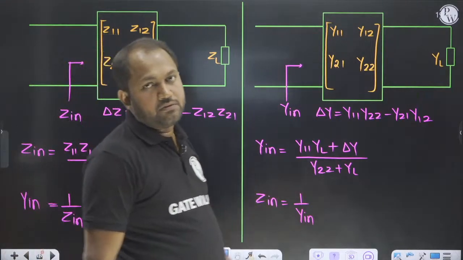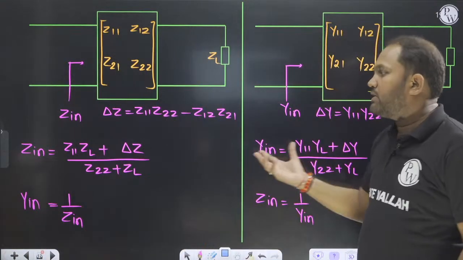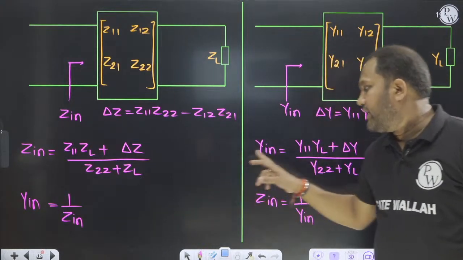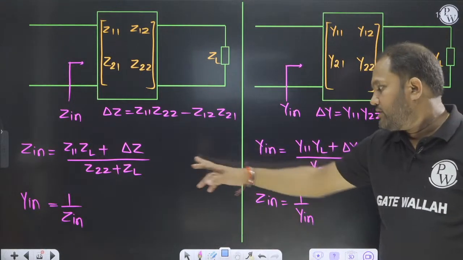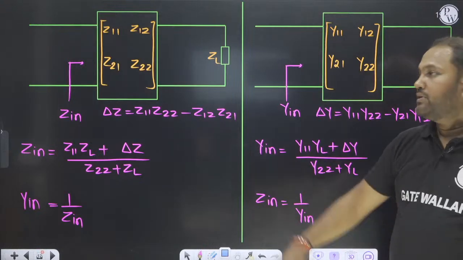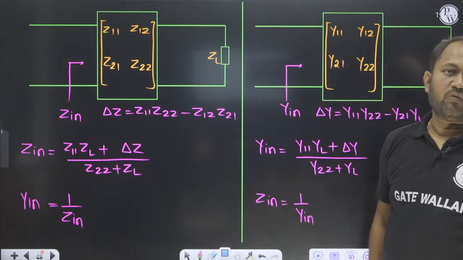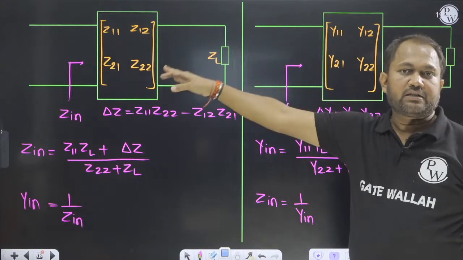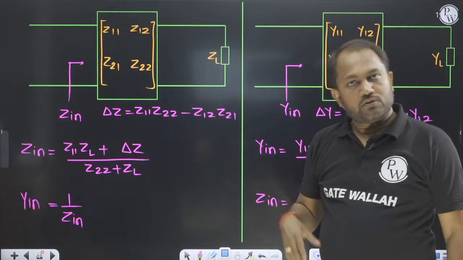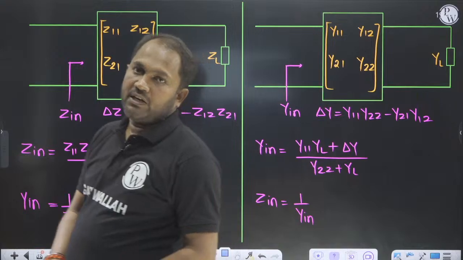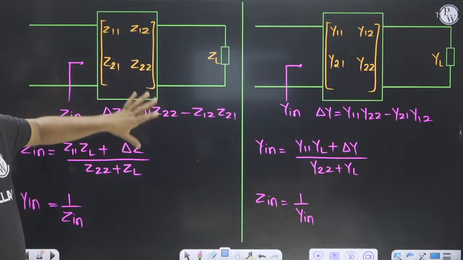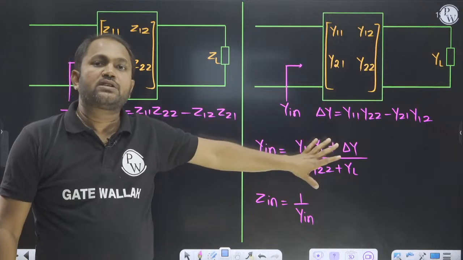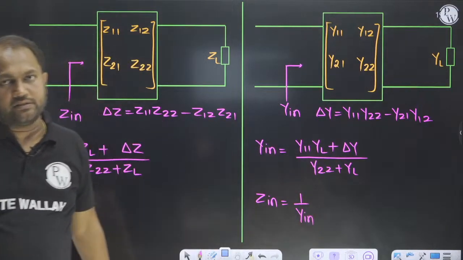Both are same, but their mathematical manipulations are different. This Yin and this Yin are same. This Zin and this Zin are same. ZL is equal to 1 by YL, and the Z matrix and Y matrix are related by inverse, so they are same. But if the Z matrix is given, first find Zin, then Yin. If the Y matrix is given, first calculate Yin, then Zin.